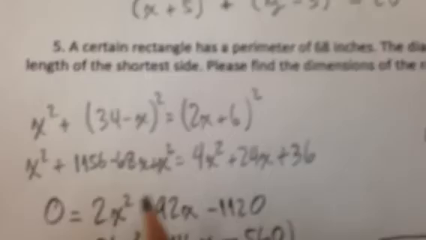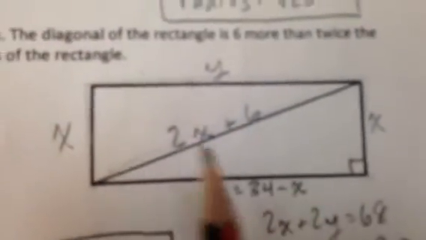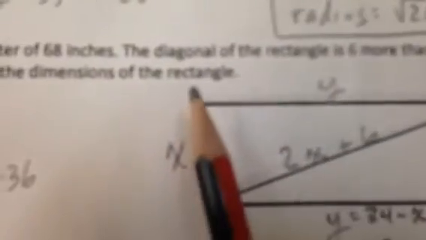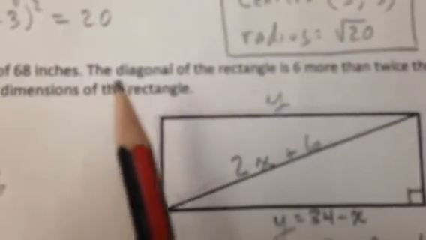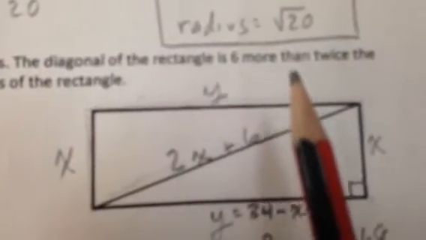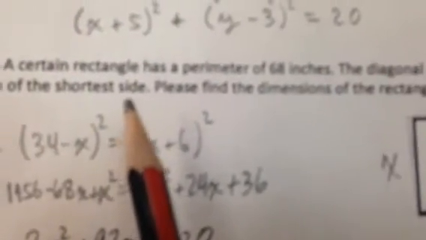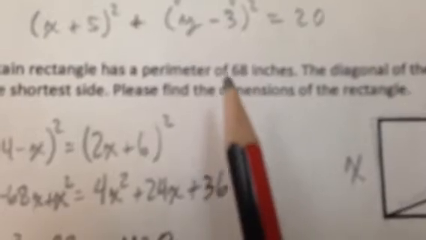Moving on. Next problem about a certain rectangle. This wasn't such an easy problem, actually, but check it out. Let's see how we did this. I'm given the information that the diagonal of the rectangle is 6 more than twice the length of the shortest side. Also told that the perimeter is 68.